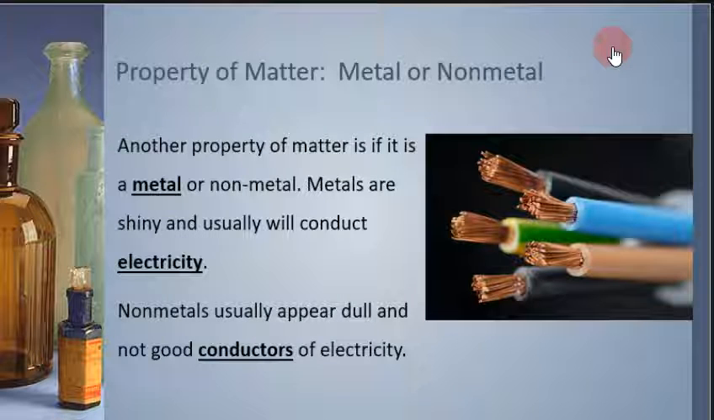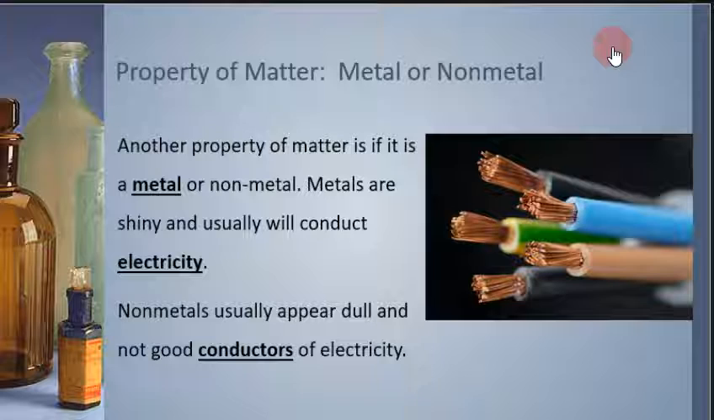Non-metals usually appear dull and are not good conductors of electricity. Most metals conduct electricity well, namely copper. Some metals aren't as good. You're talking like copper wires? Copper wire is really, really good for conducting electricity. I was about to say, Miss Lewis has some wires that we use for engineering, but I don't think they're the same ones. Yeah, I have copper wire in here today, so it does conduct.